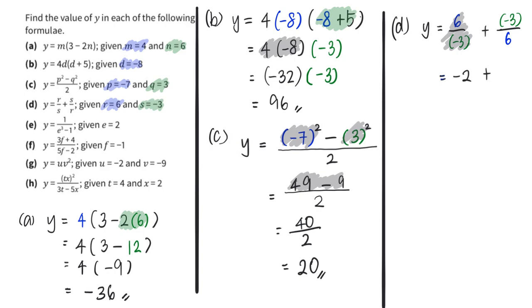Negative 3 divided by 6 will give me negative 1 over 2. And so I will have negative 2, plus and minus will be equal to minus, so 1 over 2, and therefore the final answer, negative 2.5. Okay? Or you can just leave it as negative 2.5. That works as well. Both are equivalent values. And let's look at part E.